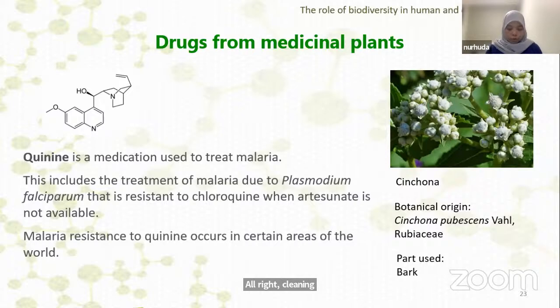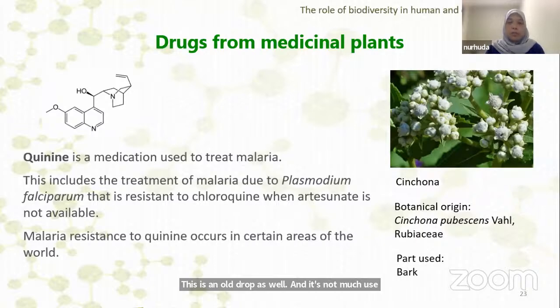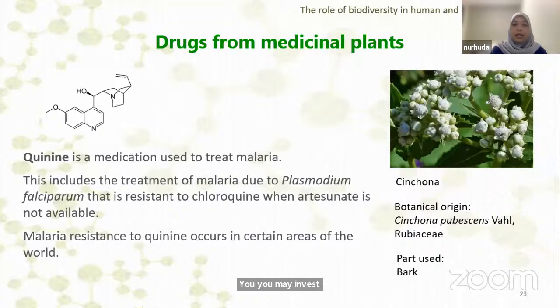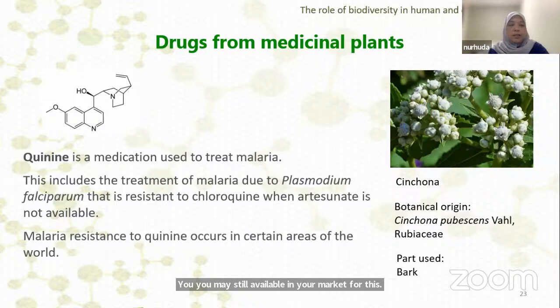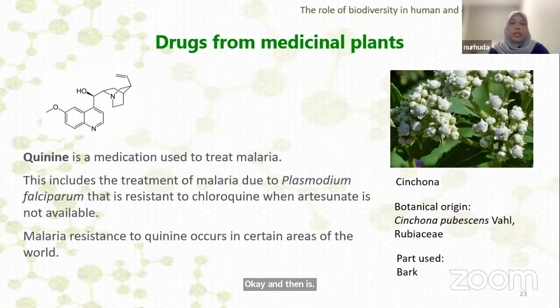Okay, next. All right, quinine. This is an old drug as well, and it's not much used anymore because of its toxicity. But in the condition where you cannot get any other malaria treatment, it's still available in the market for this. And there is also already some resistance toward this quinine, by the Plasmodium falciparum.